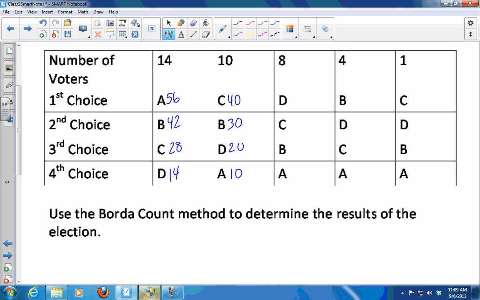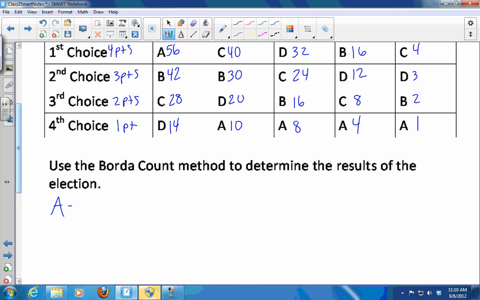So it can sometimes be helpful if you label, just to remind yourself. And then it's really just multiplication. 8 times 4, 32. 8 times 3, 24. 8 times 2 is 16, and 8 times 1 is 8. And then we have 16, 12, 8, and 4, and 4, 3, 2, and 1. So these are all the points. Now we just have to add up who got the most points.